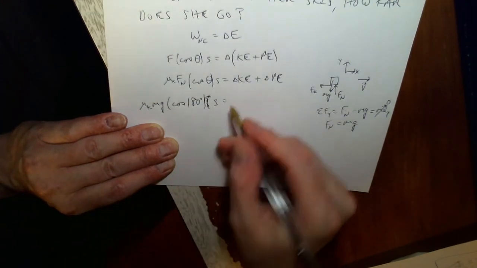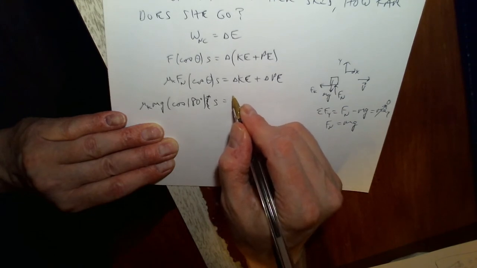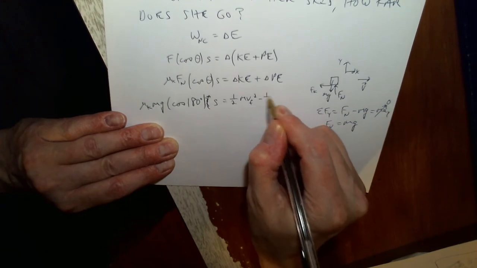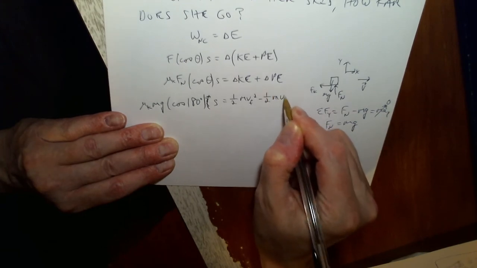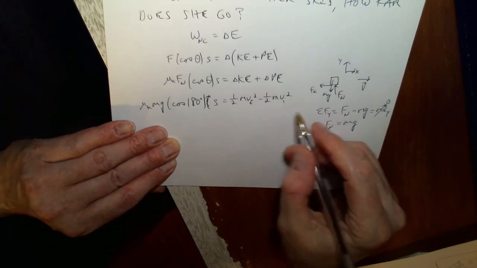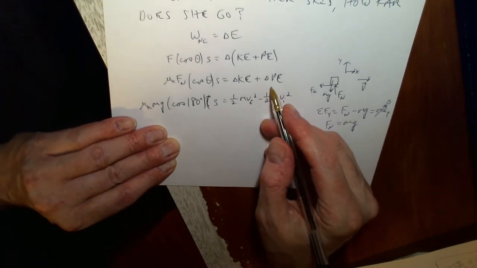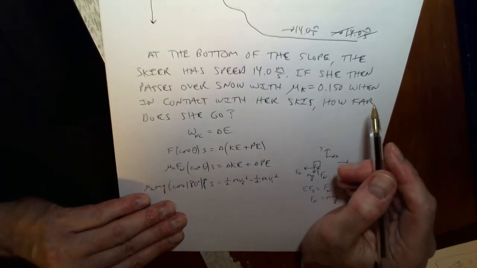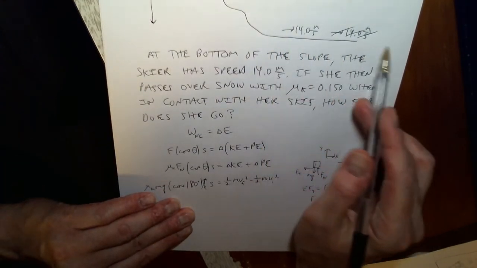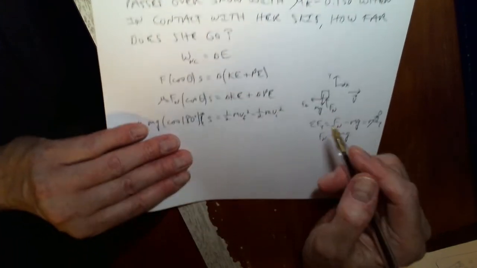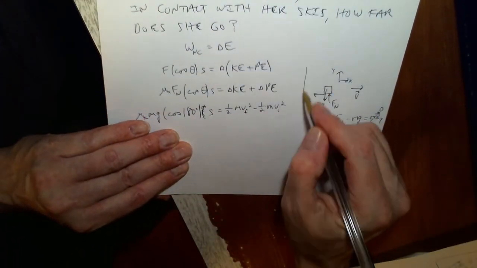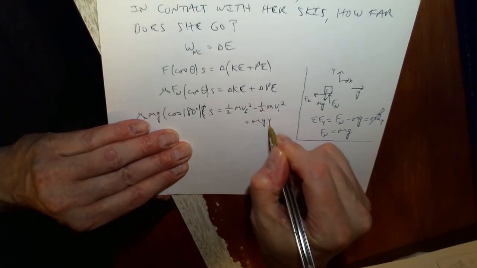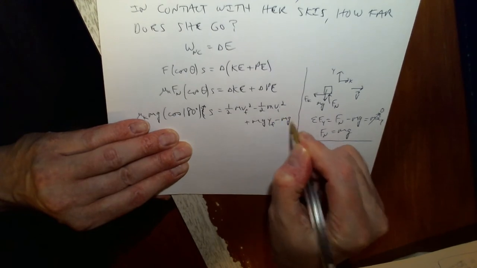And change in kinetic energy is final kinetic energy, 1/2 m v final squared, minus initial kinetic energy, 1/2 m v initial squared. And change in potential energy would be mgy final minus mgy initial, but y isn't changing, right? So y final equals y initial. I'll write it out. Plus mgy final minus mgy initial.